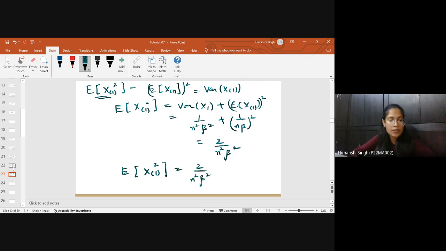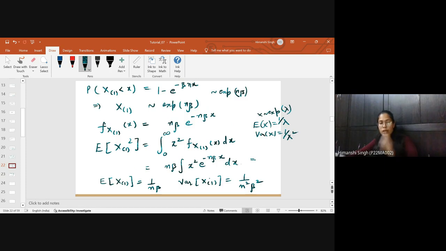So the variance was different. The variance of the exponential distribution was 1 upon lambda square, and the mean was 1 upon lambda. So the expected value of this is 1 by n beta, and the variance is 1 by n square beta square. So is there any doubt in this question?